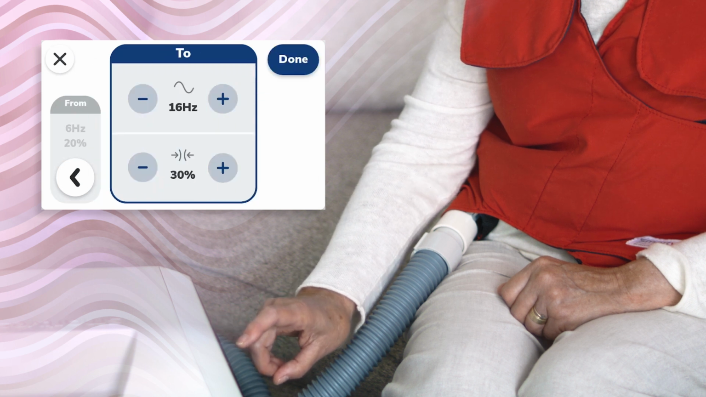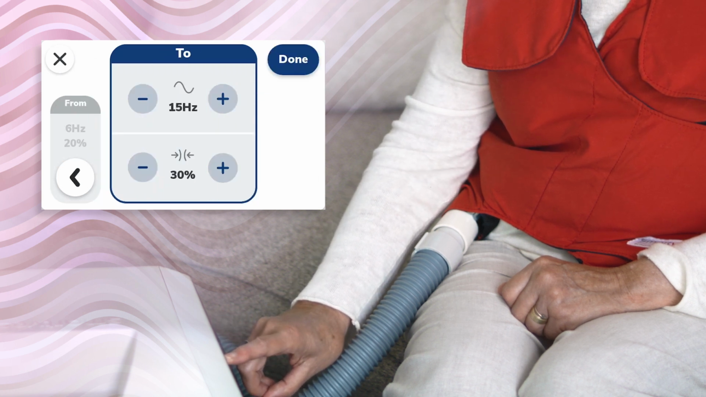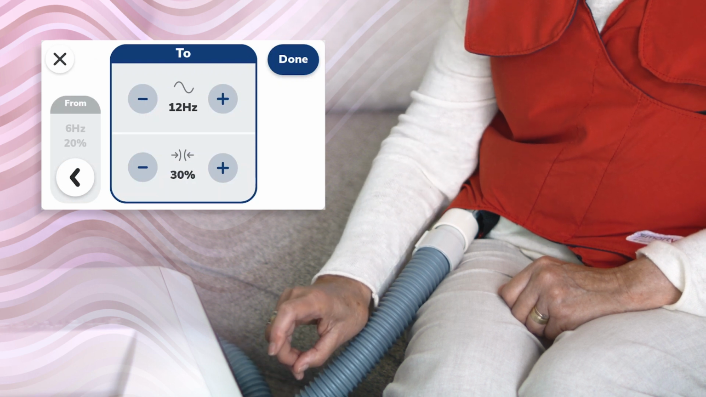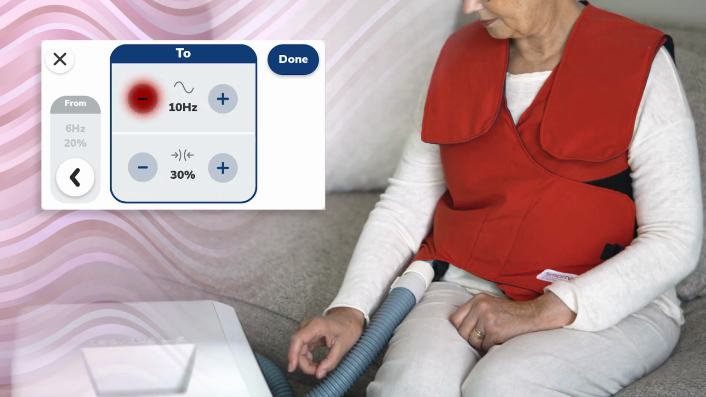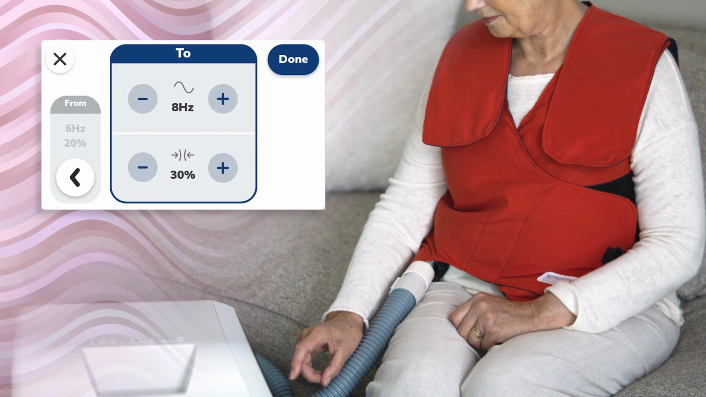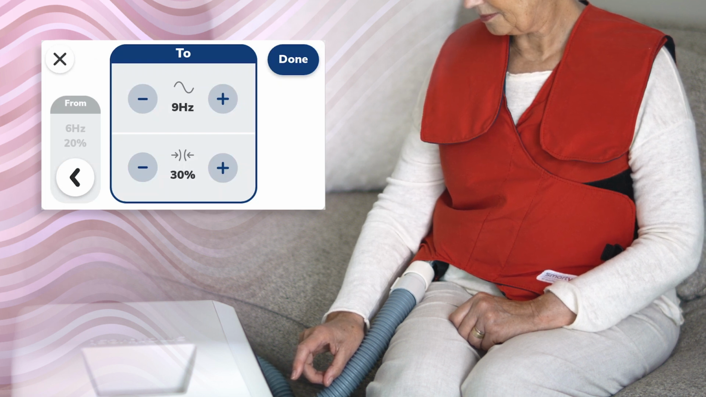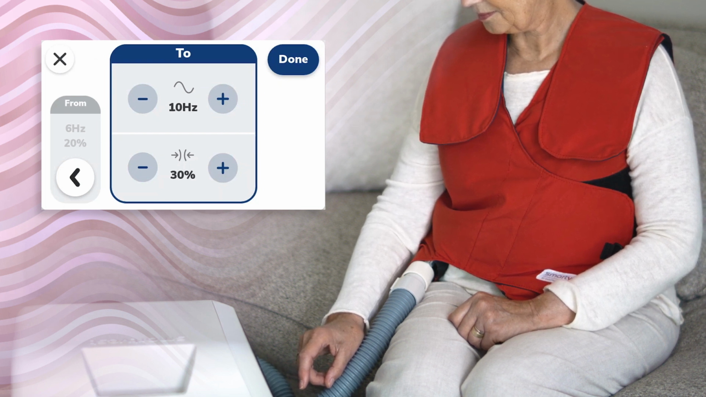The To setting will determine what frequency and pressure setting the therapy will reach during ramping. Adjust the To frequency by tapping on the plus and minus buttons to the left or right of the frequency display. Frequency can be adjusted in 1 Hz increments from 5 to 20 Hz.